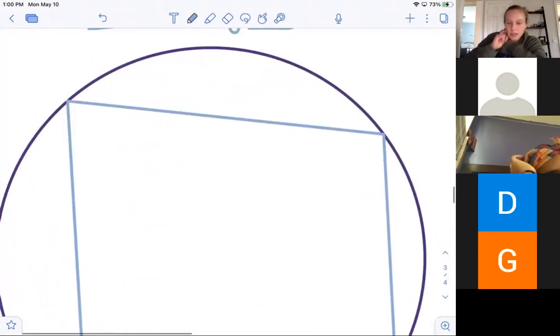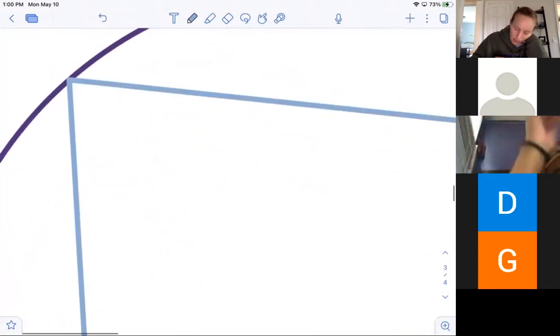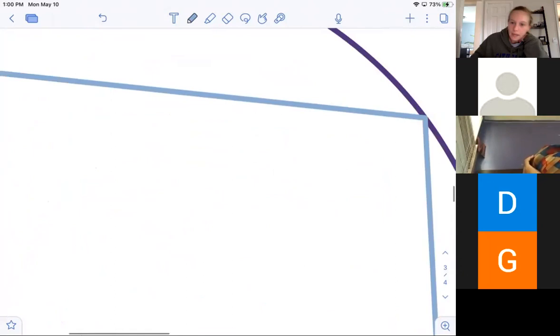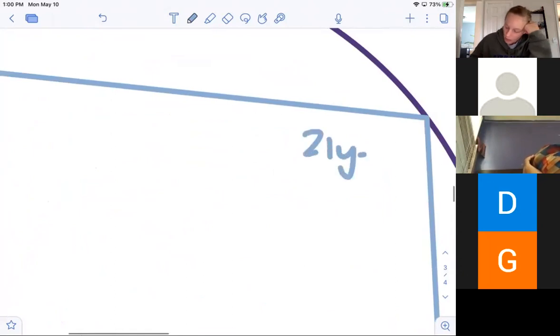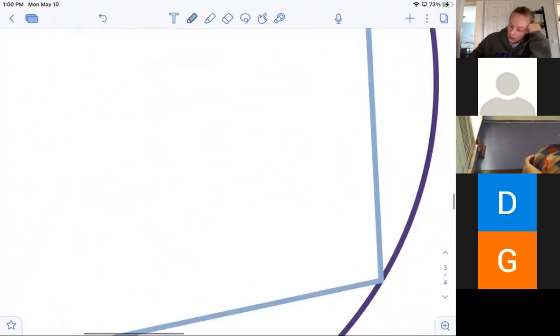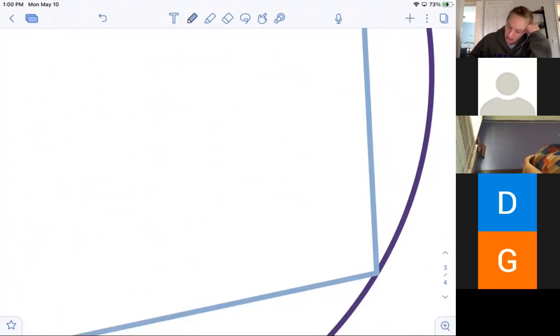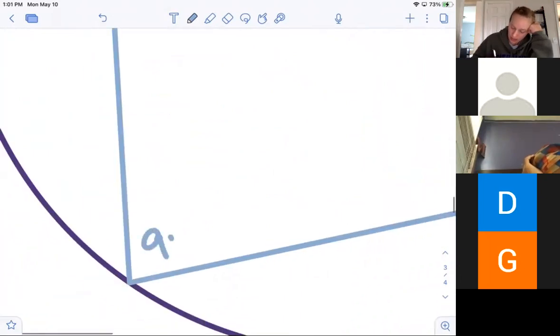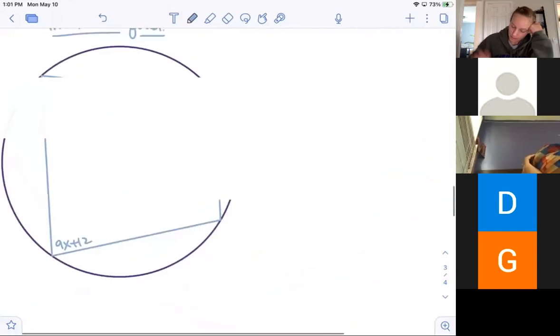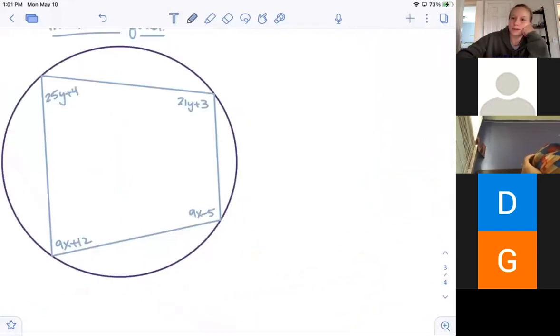And so I'm going to label these little angles as such. I'm going to call this one 25y plus 4. I'm going to call this one 21y plus 3. I'm going to call this one 9x minus 5. And I'm going to call this one 9x plus 12. So what I've got going on here is this quadrilateral.